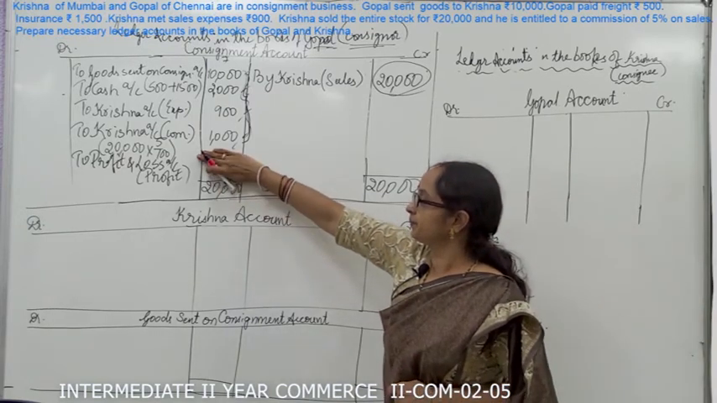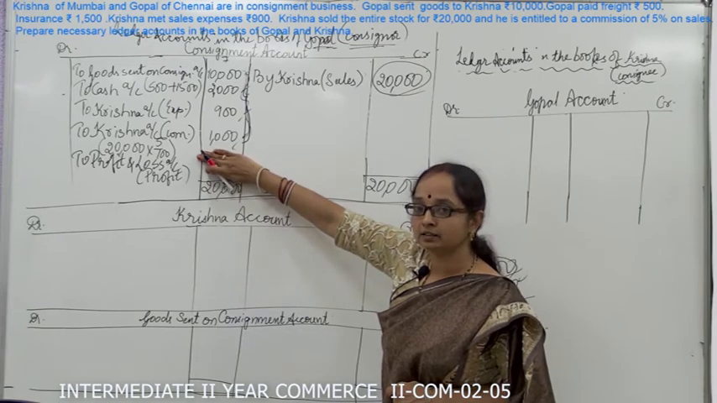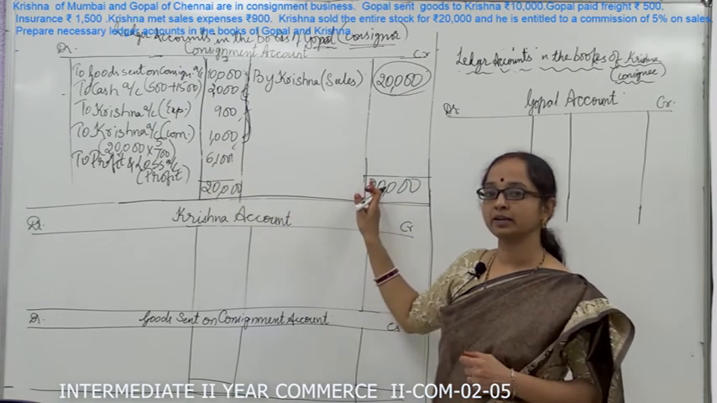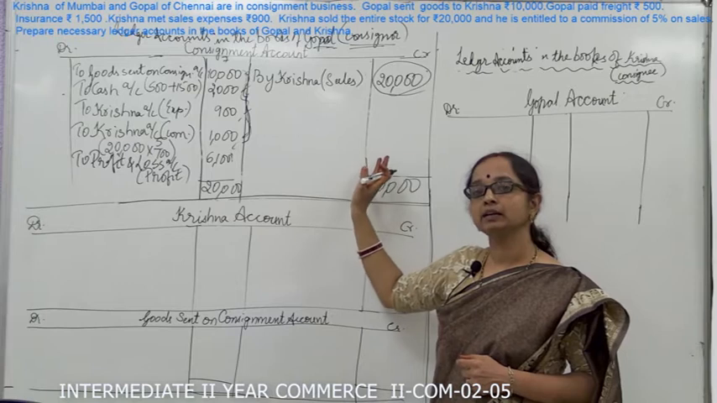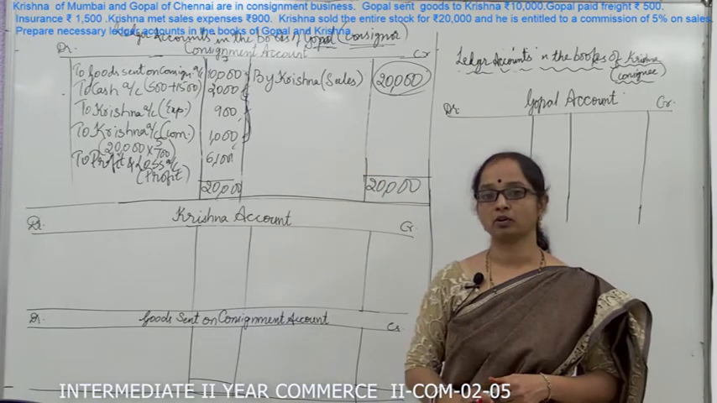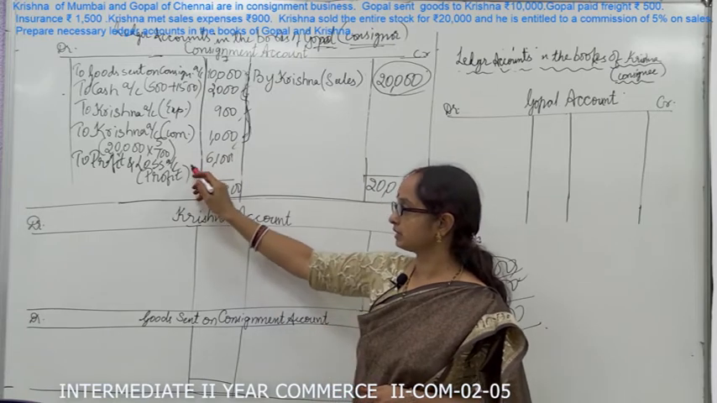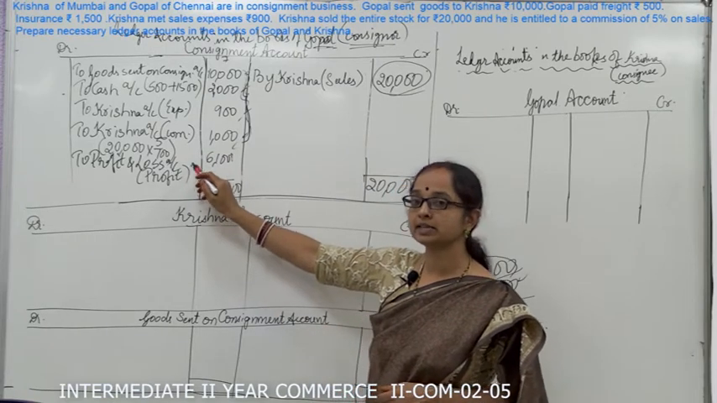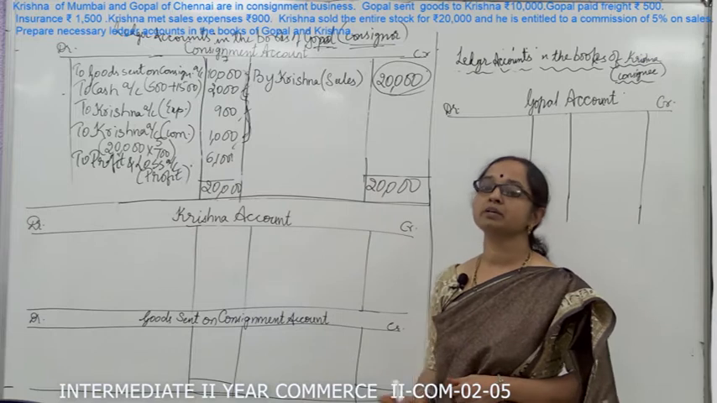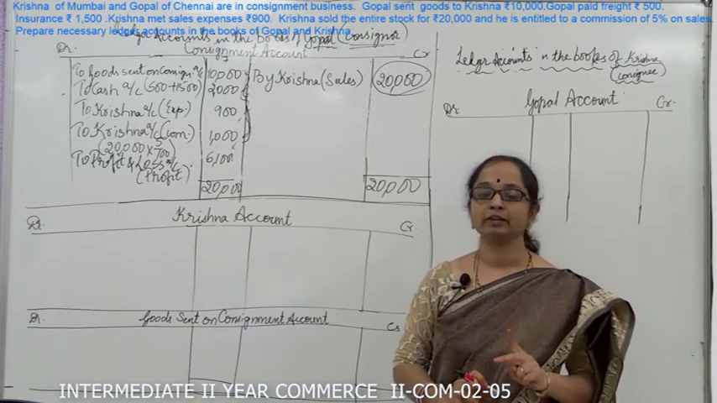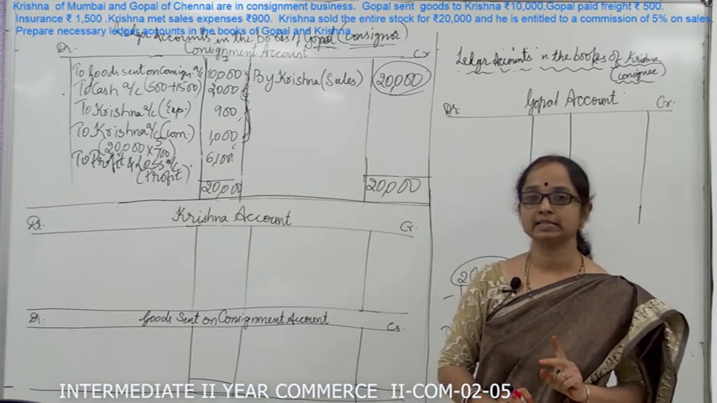If suppose here it is 23,900 and here it is 20,000, we will be getting losses from this. Either profit or loss, in the profit and loss account, profit appears on the debit side. If it is loss, it appears on the credit side. Both will not appear at the same time.